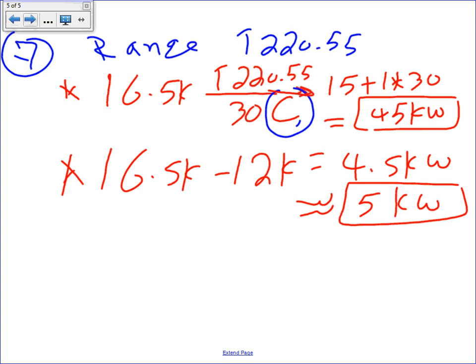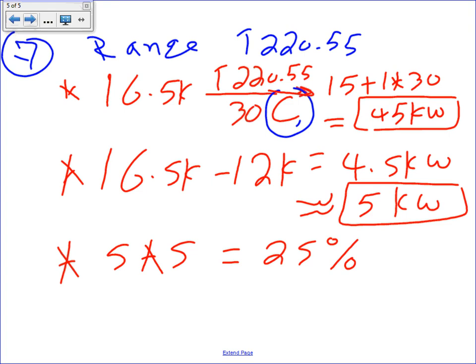Now for every kW more than 12, I have to increase the demand by 5%. So how many kW do I have more than 12? 5. I need to increase 5% for every one of them. So 5 times 5 equals 25%. This is from note number 1. Note number 1 says for every 1 kW higher than 12, increase the demand 5%. I have 5 kW higher than 12, so my increase is going to be 25%.